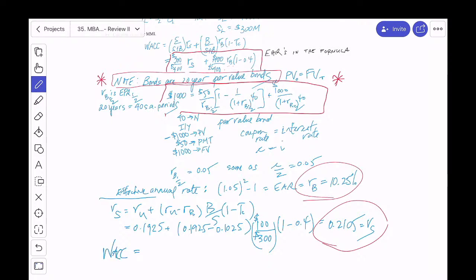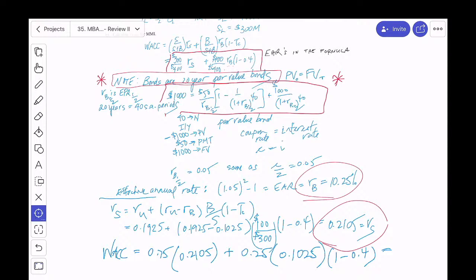So you need the ratio for stock, which we know is 3/4, 0.75. And then we put in this value, 0.2105, plus the weight for bonds, 0.25, times 0.1025, and 1 minus TC. And that is going to give us the WACC. Because it's a linear combination of those two, it will be somewhere between those two: RB, the return to debt, and the return to stock or shareholders, the return on equity.